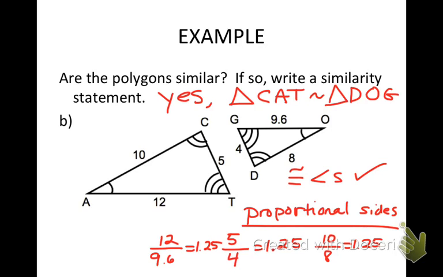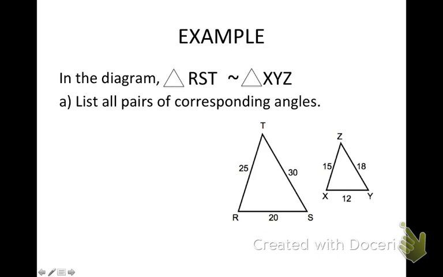Okay. So, would you be able to do this on your homework? Given 2 polygons, check to see if they're similar. If so, write a similarity statement. The only time we really put a symbol in front of our letters is when it's a triangle. If it's anything larger than a triangle, you just list the letters. So you don't have to put any symbols in there. All right, so next example.